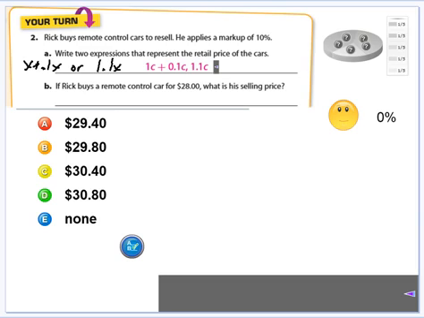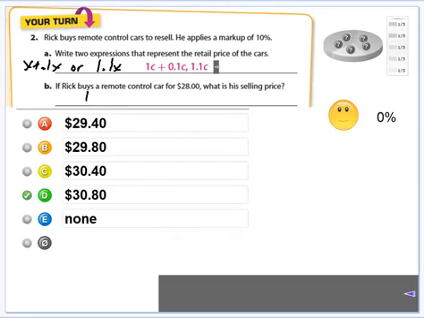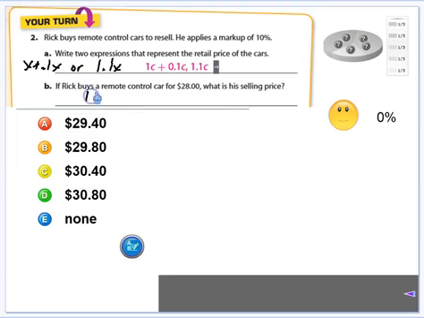They use C. I just like using X all the time. Letter B: if Rick buys a remote control car for $28, what is his selling price? So we fill in the 28 for the X, we get 1.1 times X. That is the easier way to do it. 1.1, and it's not letting me really write it in.